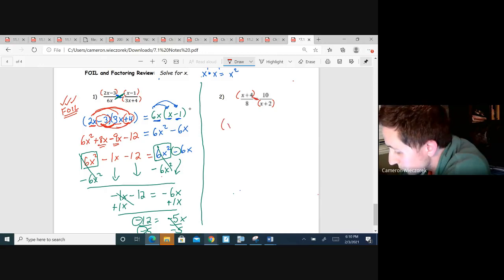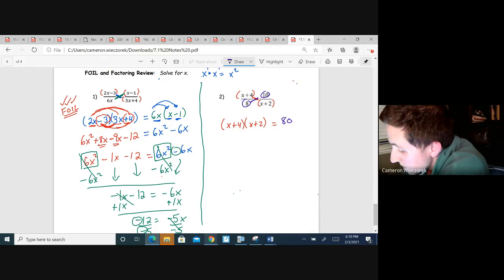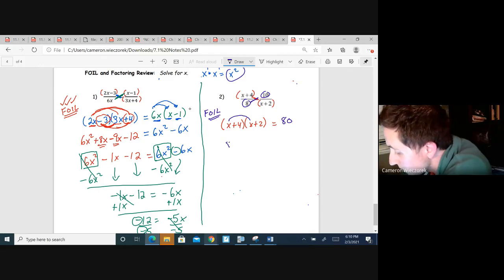These two extremes get multiplied together. And then I set it equal to the product of those two means. 8 times 10 would be 80. Notice the left-hand side needs FOIL again. So I do first times first. X times x, remember my reminder, is x squared. X times 2 would be 2x. 4 times x would be 4x. And then 4 times 2 would be 8.